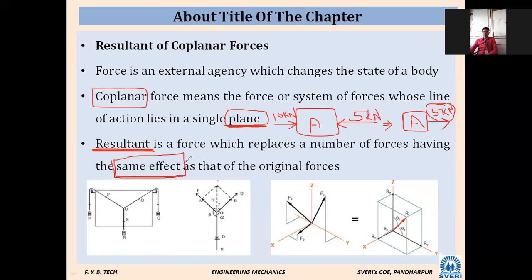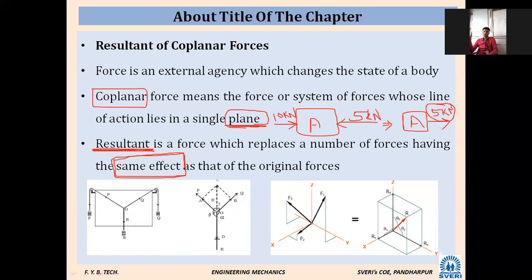I have made a box here. What should be the criteria? If I want to replace a number of forces by a single force, how should that single force have its effect? It should have the same effect as far as the number of forces are concerned. Whatever the effect of the number of forces may be, it should be the same as the resultant's. Or the resultant should have the same effect. Then only we can replace those forces by the resultant.